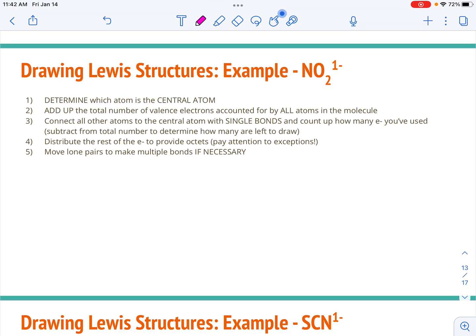NO2-. Now the nitrogen will go in the middle because it's less electronegative than oxygen. And I need to draw 2 O's. I'm going to total up my electrons. Nitrogen is group 5. I have 2 oxygens, which are group 6. And the -1 means this whole group of atoms gained an electron. So we're going to add an electron to that. All right. So this is 12 plus 5 is 17, plus 1 more is 18 electrons to account for.